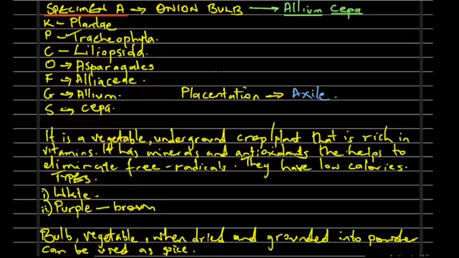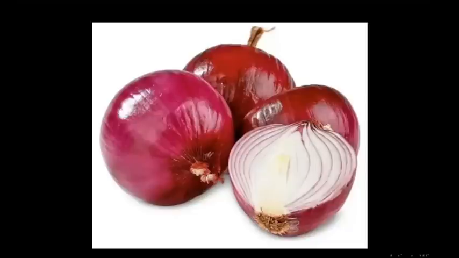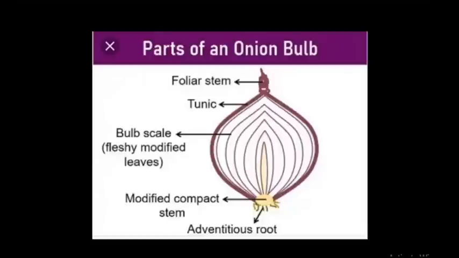Let's quickly see an example of what we are talking about. So this here is an example of Allium cepa. That is the onion. You can see what it looks like. This is another example. Now, peradventure you are told to draw a longitudinal section of the onion, the Allium cepa, this is what it looks like. We can see the parts of the onion bulb here. Now, we have the foliar system at this point here, and then we have all the leafy parts here.